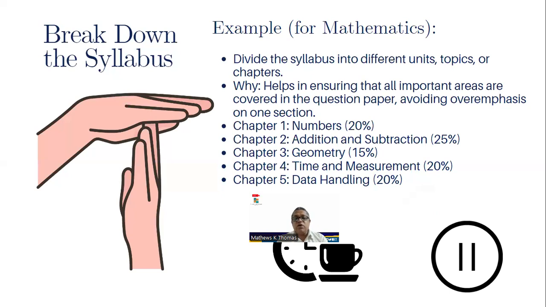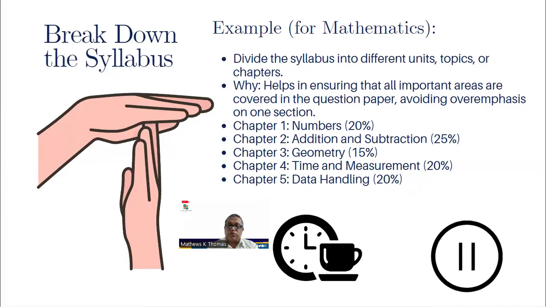So I'm just going to give you a few examples. For example, if I have to give you a mathematics example, we are dividing the syllabus. Let's say this is a primary class. So there are 5 chapters, and I want to give questions on the 5 chapters. So first of all, how much percentage from each chapter?